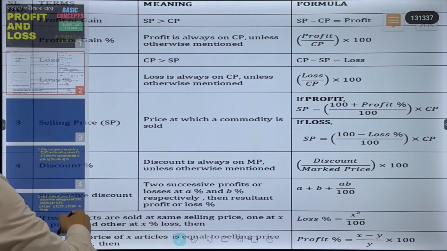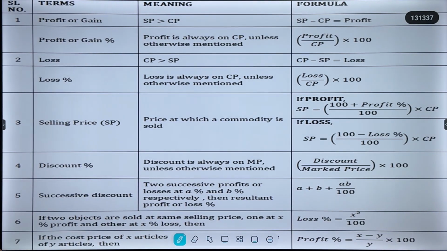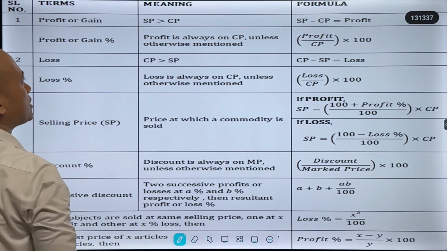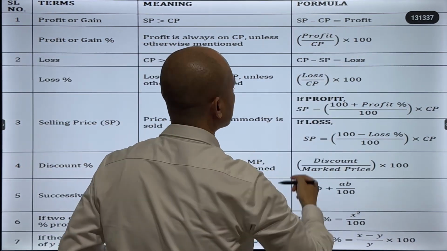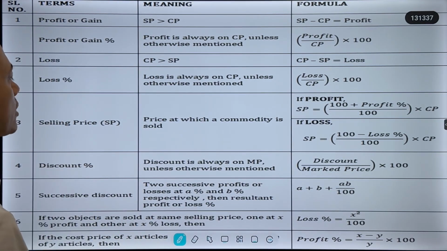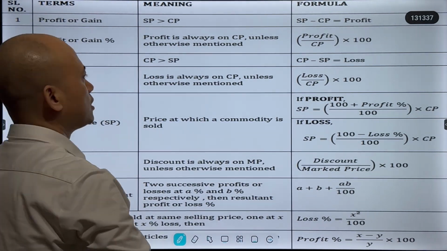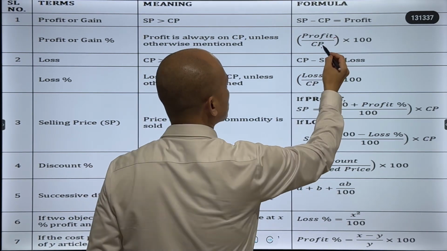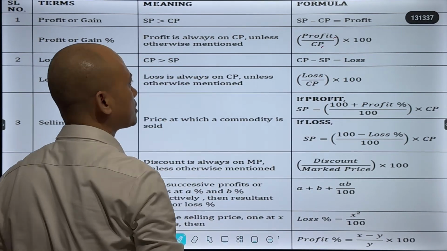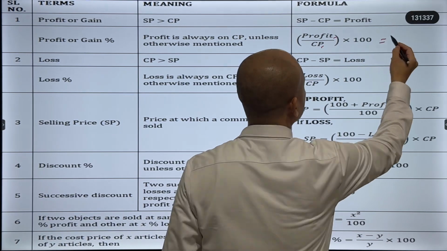So how to calculate profit or gain percent? We know profit or gain means SP greater than CP. So SP minus CP is equal to profit. Now if we want to calculate profit percent, profit is always calculated upon cost price. So profit by cost price into 100 gives us the profit percent.